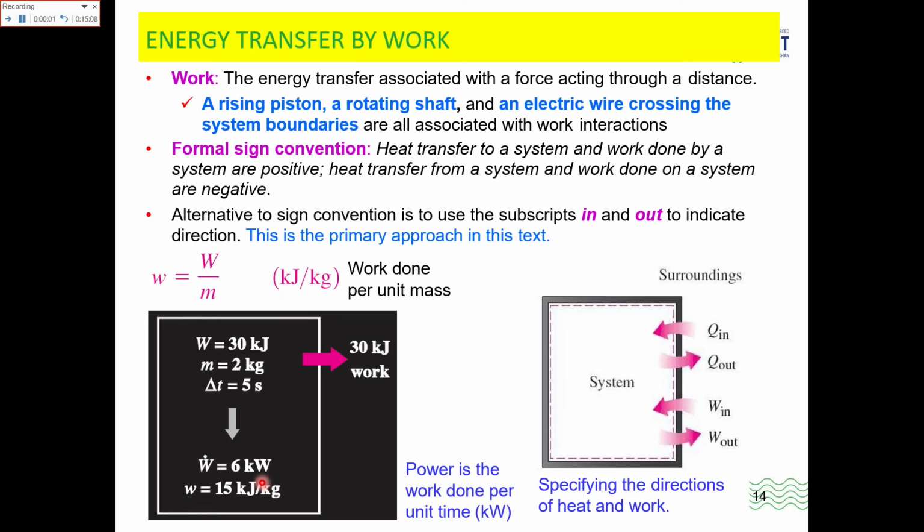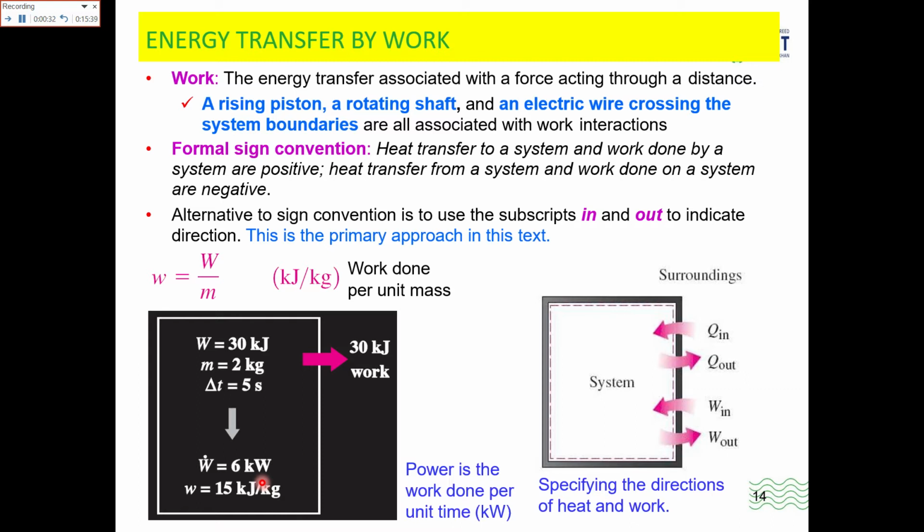Now, energy transfer by work. What is work? The energy transfer associated with a force acting through a distance is known as work. For example, a rising piston, a rotating shaft, and an electric wire crossing the system boundaries. These are transfers of energy that occur by means of work.